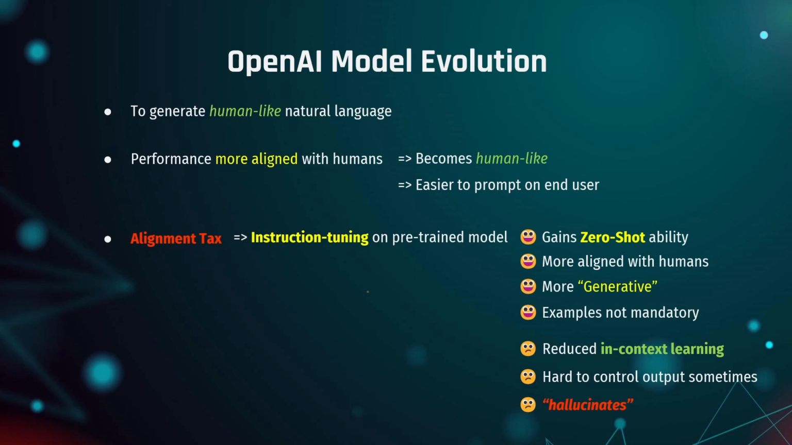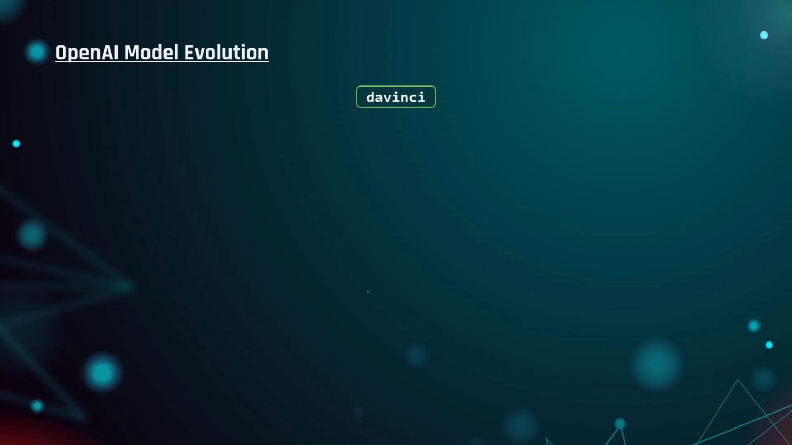Now in the next part of our video we'll see how OpenAI models evolve from DaVinci all the way to the latest ChatGPT. Okay, এবং আমরা দেখব how OpenAI, to make the model more aligned with humans, actually compromised in context learning to achieve zero shot ability. Okay, so the model evolution starts with the DaVinci model, which was released in 2020.